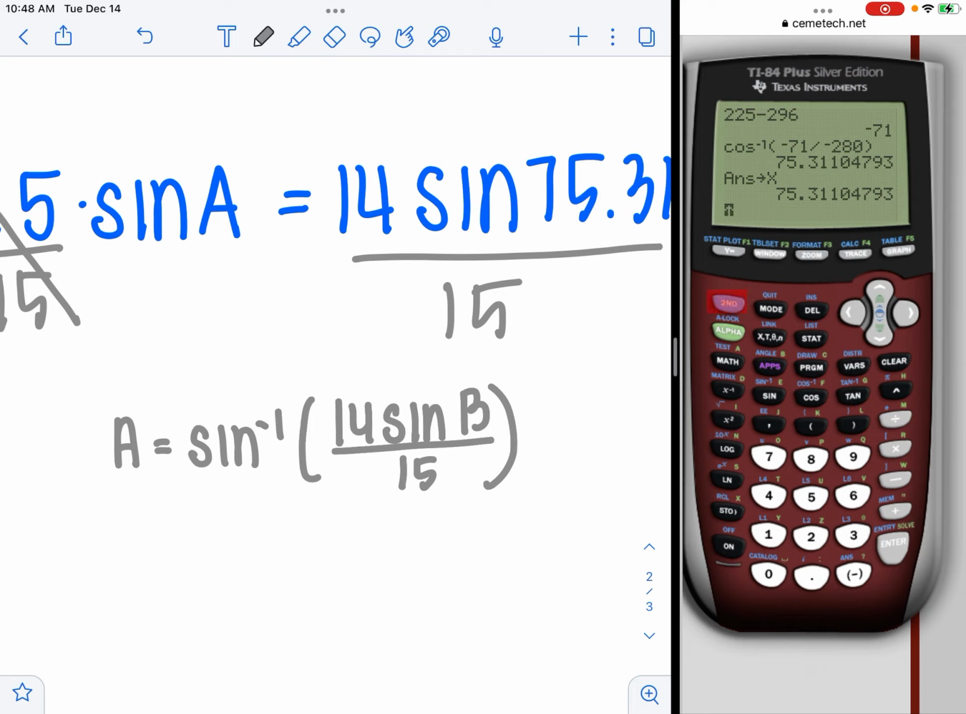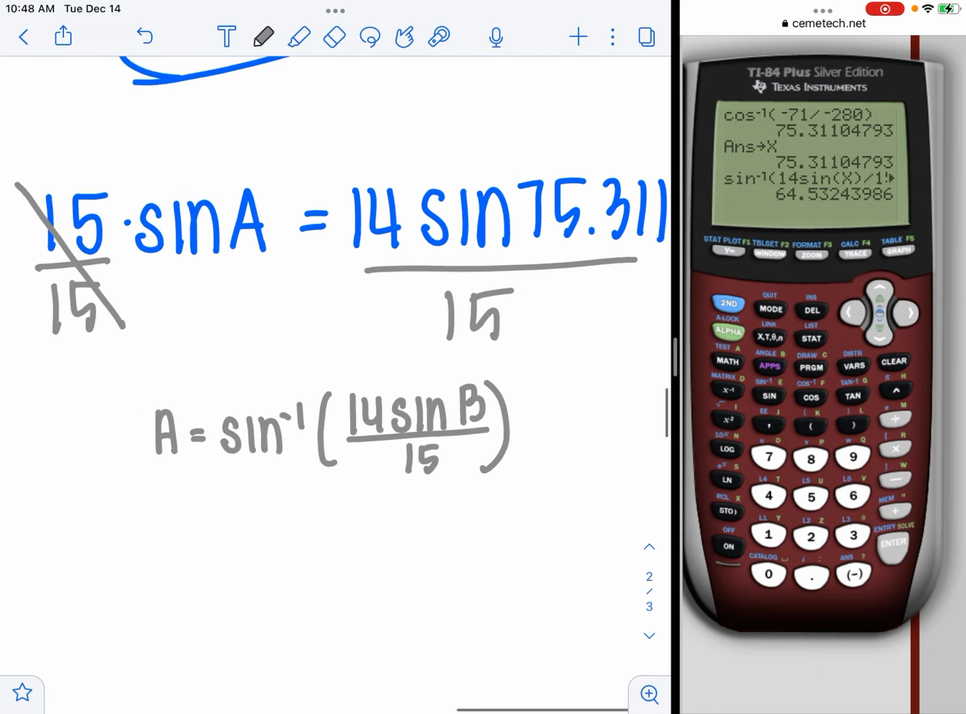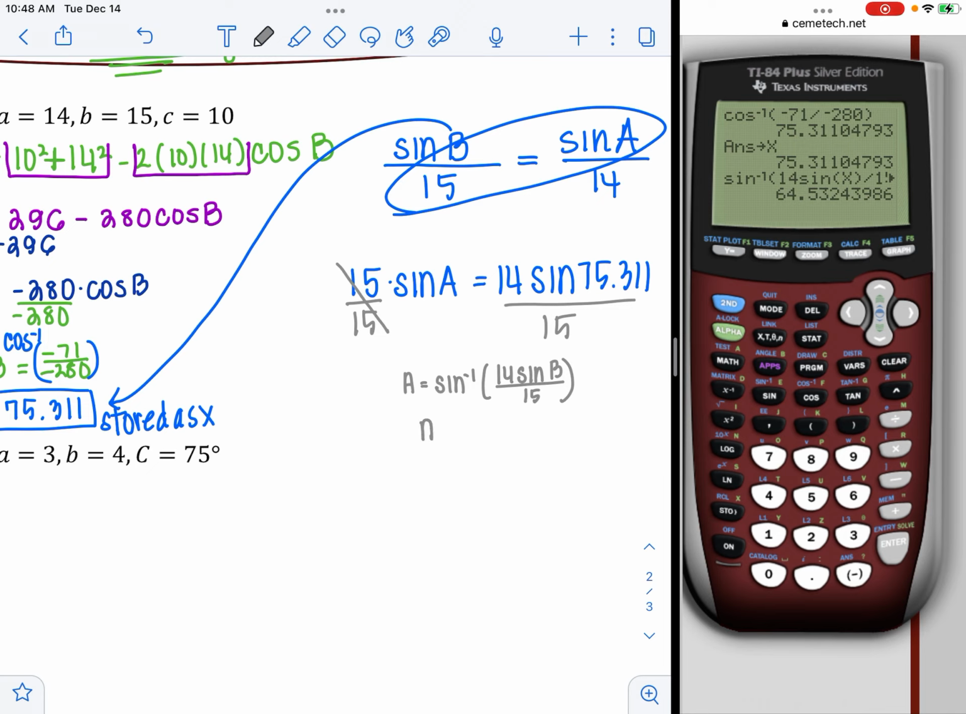All right, so I'm going to do sine inverse, so second sine. 14 sine of angle B, which is not a variable, it's what's stored as X. So I'm going to do X, and then I have to close the parentheses on that. Divided by 15. Close the parentheses again, and I get angle A is 64.532.